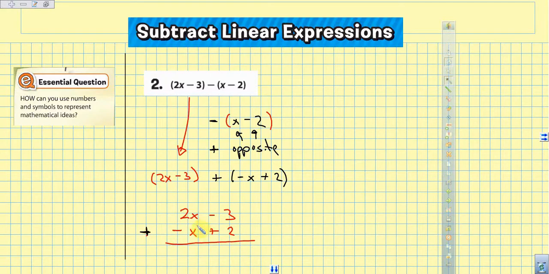You have a 2x plus a -x is just going to give you x, because it's basically 2 plus a -1. You have a -3 plus 2 is -1, and so my answer here is x minus 1. So I have the negative 1. I have just x.